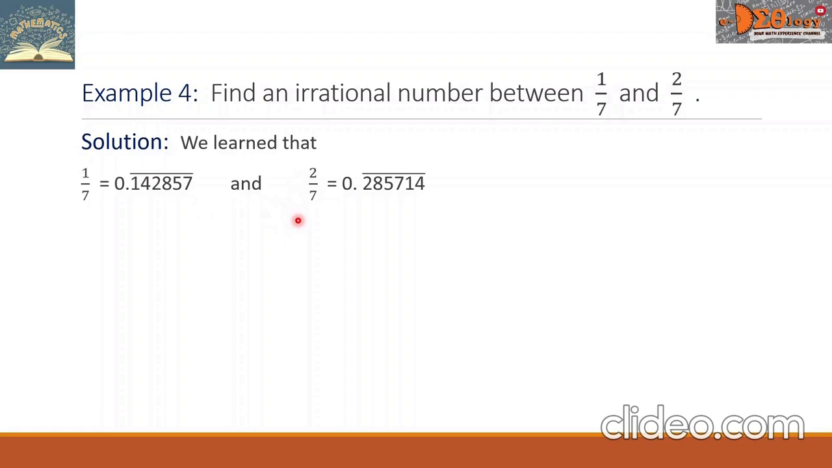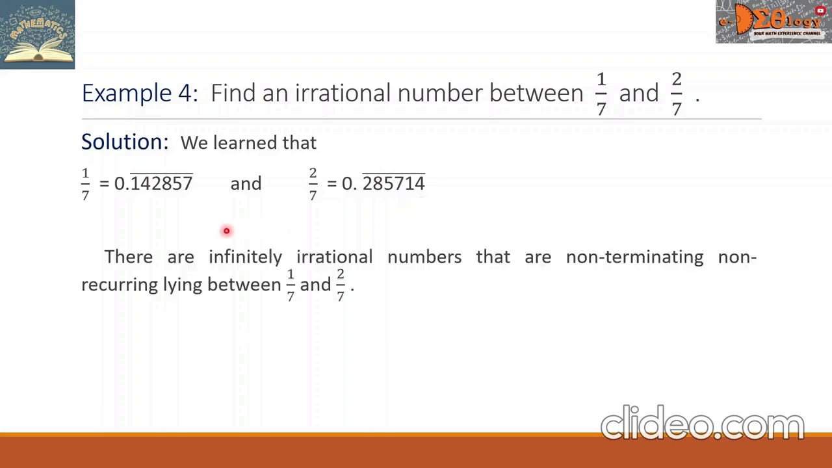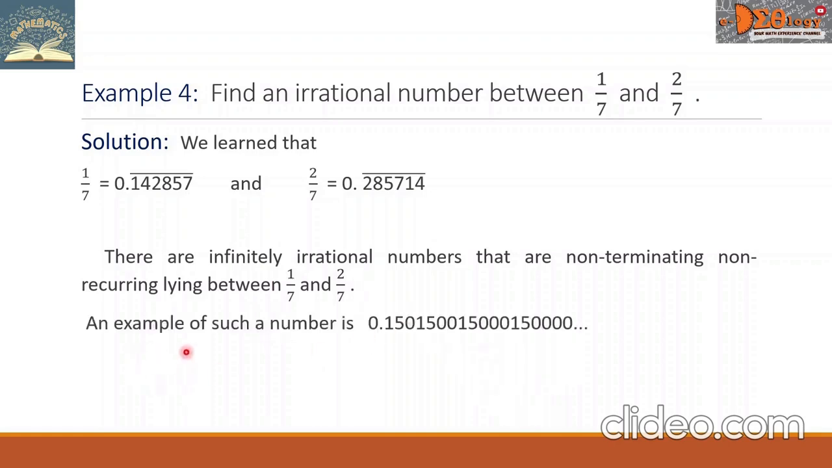And for the 2 over 7, the value is 0. with a bar on the digits 2, 8, 5, 7, 1, 4. There are infinitely many irrational numbers that are non-terminating, non-recurring, lying between 1 over 7 and 2 over 7. An example of such a number is 0.1501500, 1500, 1500, and so on.